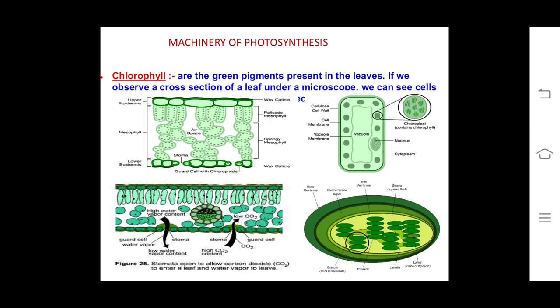What are the parts in the plant which help in photosynthesis? So before going into chlorophyll, we have to know about the leaves. Leaves are the food factory. In lower classes you have learned leaves are known as the food factory of a plant.